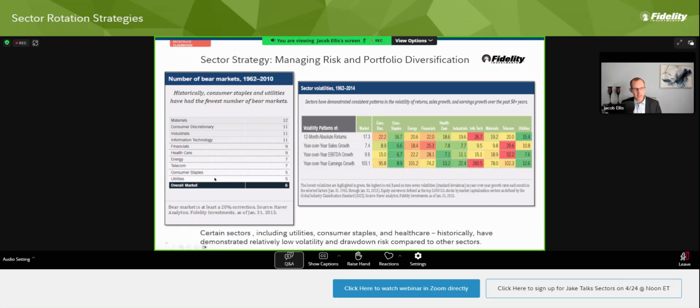As we take a look and see, that has occurred in some areas like materials 12 times, twice as often as happened in the overall market. Consumer discretionary, likewise, 11. Industrials and information technology, 11. But others, like utilities and consumer staples, were relatively stable in their volatility. We see that instead, these ones produced much smaller changes.